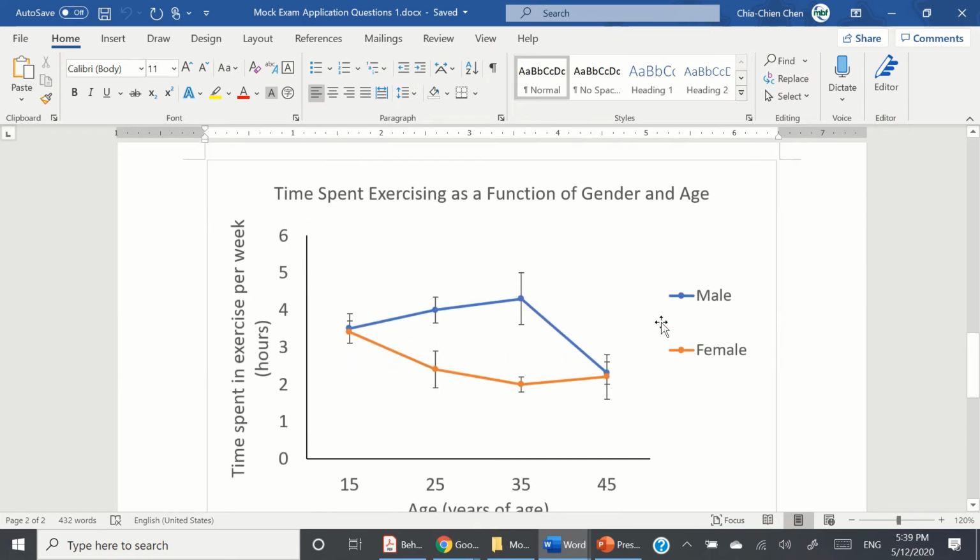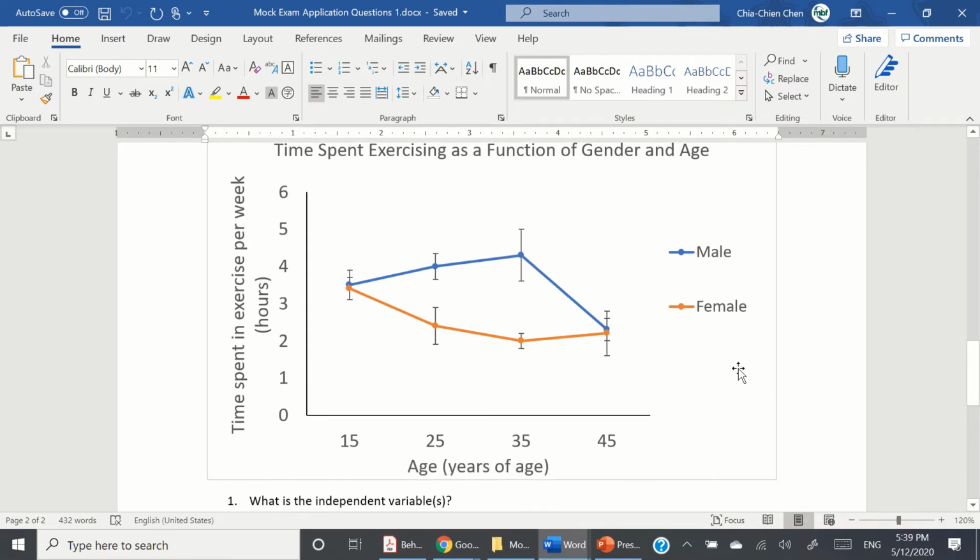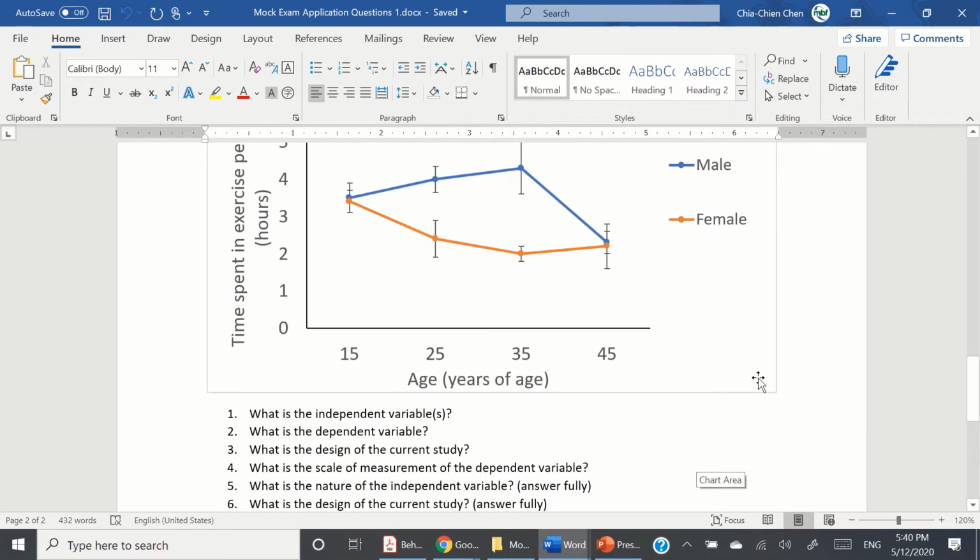Okay, now let's take a look at this. Okay, so these are the data. So the title is "Time Spent Exercising as a Function of Gender and Age." Okay, male is in blue, and female is in orange. On the x-axis, what you're seeing is the age, in terms of years. And then on the y-axis, what you're seeing is the time spent exercising per week, which is in hours. Okay, number one, what are the independent variables?